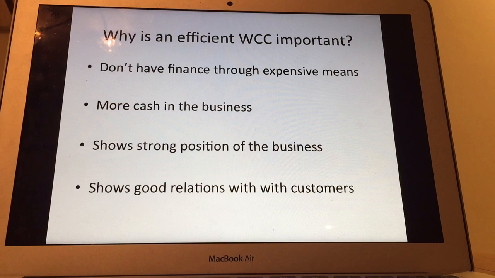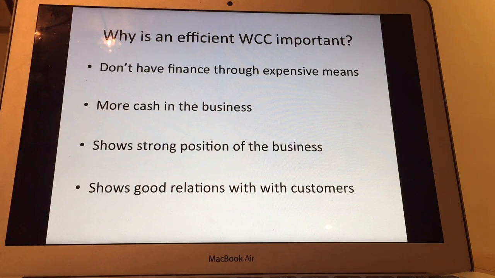The third reason for the working capital cycle being efficient, it shows a strong position of the business. For example, if a business can put off paying their suppliers for an extra 10 days, but can demand their payments quicker from customers, it shows that they're in a strong place in the market as they can determine the conditions on which they're paid and which they pay. A key example of this once again is Tesco, who can put off paying their suppliers for quite a long period of time, but customers must pay as soon as they buy the products.